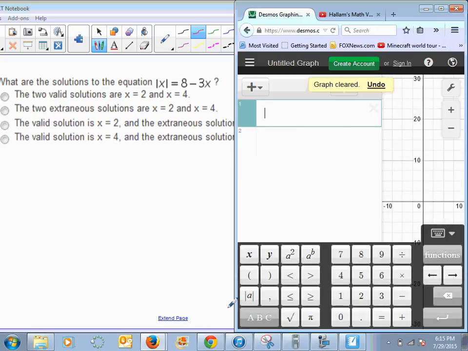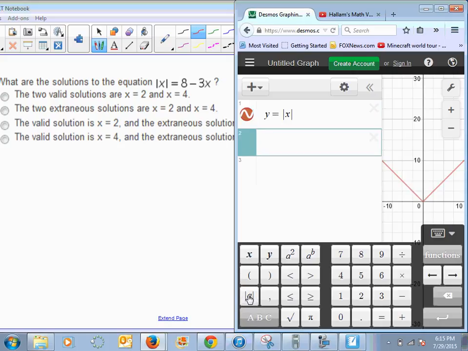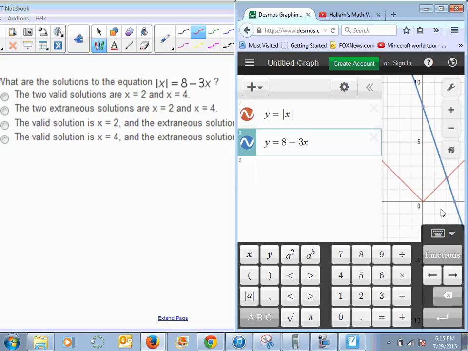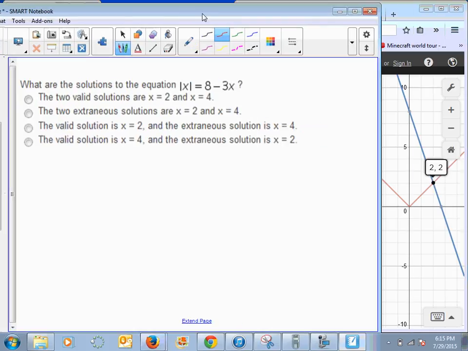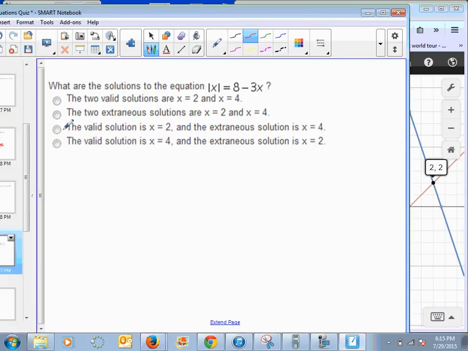Okay, so we're going to say y equals, important to throw that y equals in there because that makes it a graph. Y equals that, and y equals 8 minus 3x. Okay, now you see this one they only cross each other in that one spot right there. So you got that x value of 2.